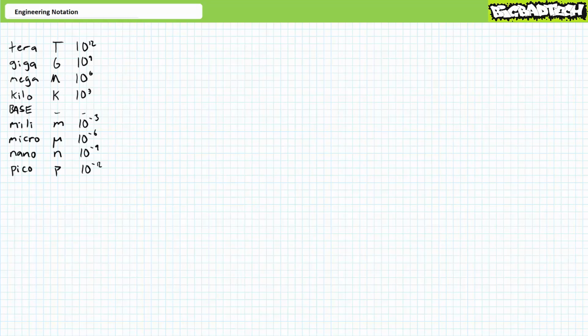Now its mirror image. 10 to the negative 3, milli, or lowercase m. 10 to the negative 6, micro, or u with a funny tail. 10 to the negative 9th, nano, or lowercase n. And finally 10 to the negative 12th, pico, or lowercase p. Chances are you'll never have the occasion to use anything above or below the ranges I've presented here.